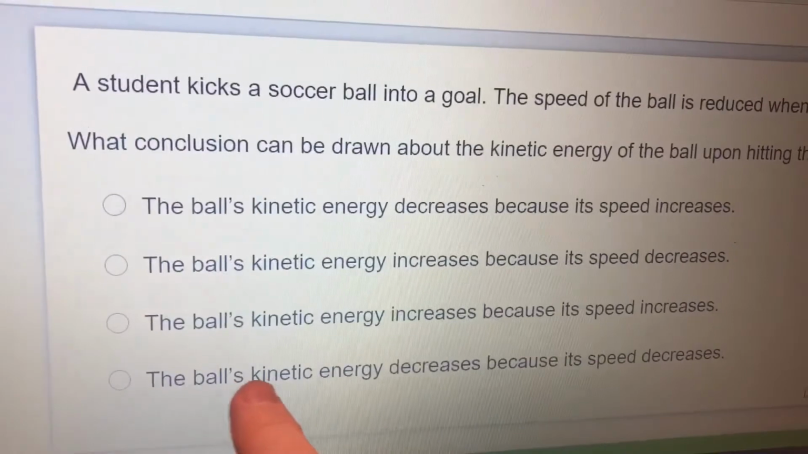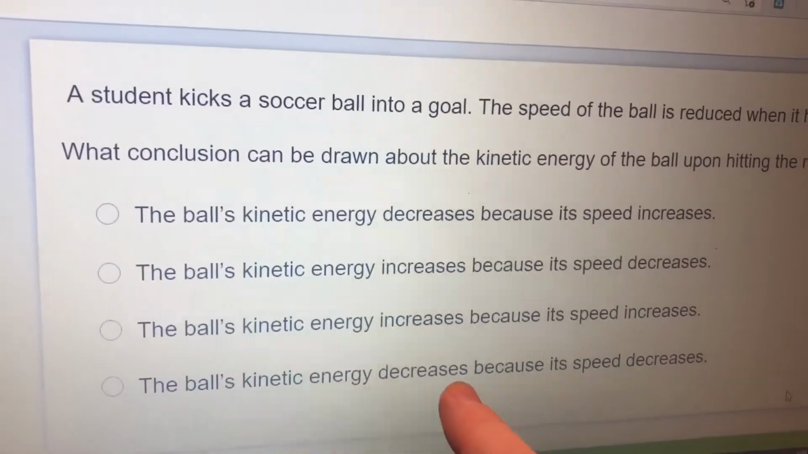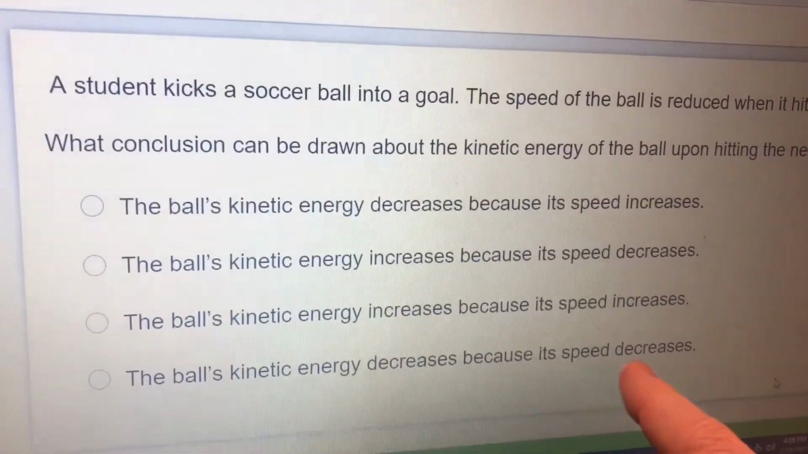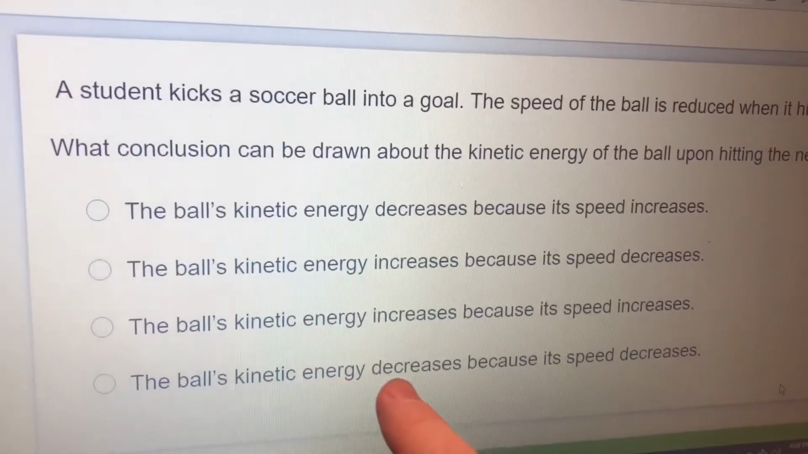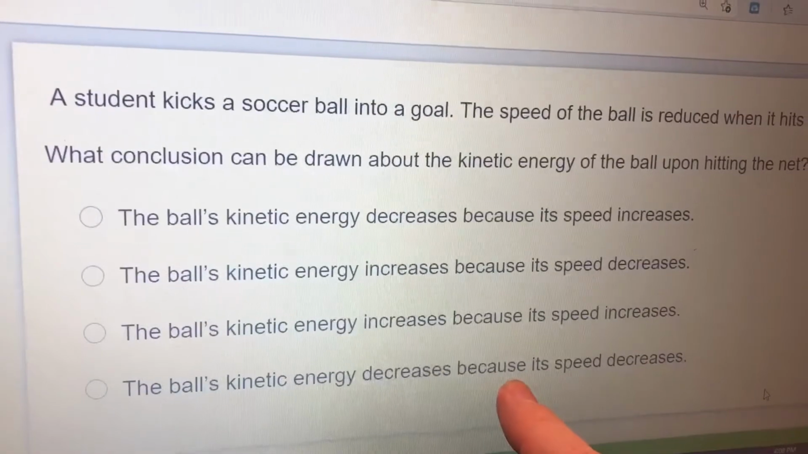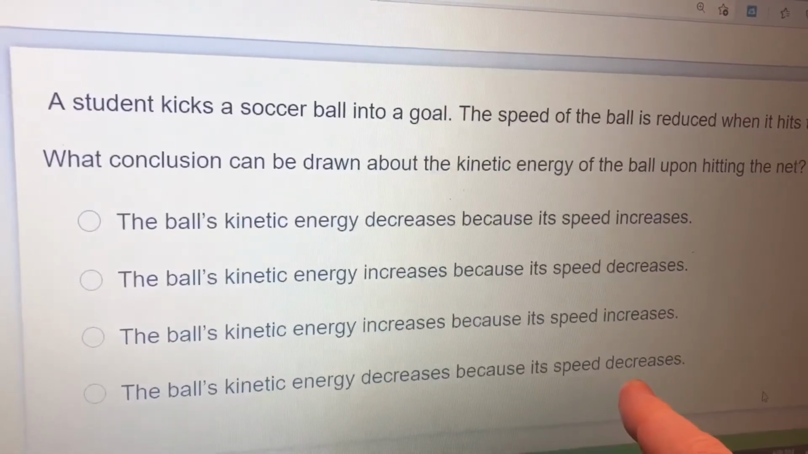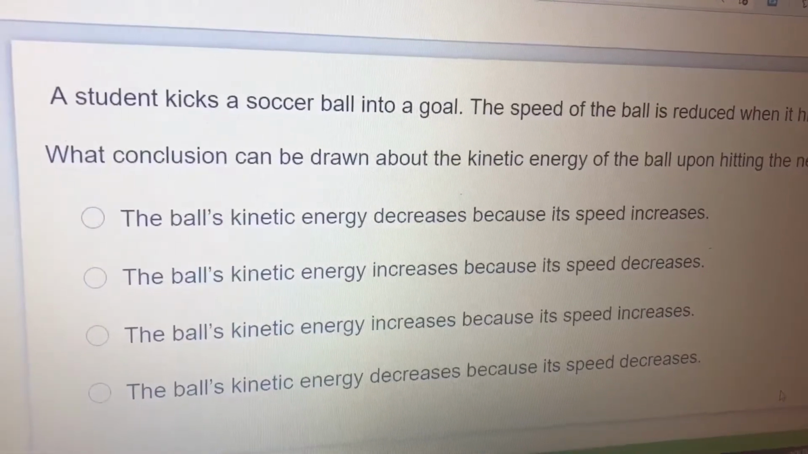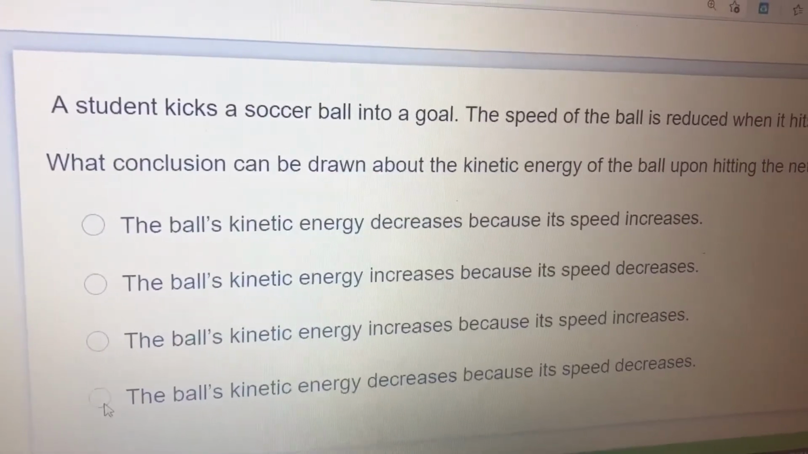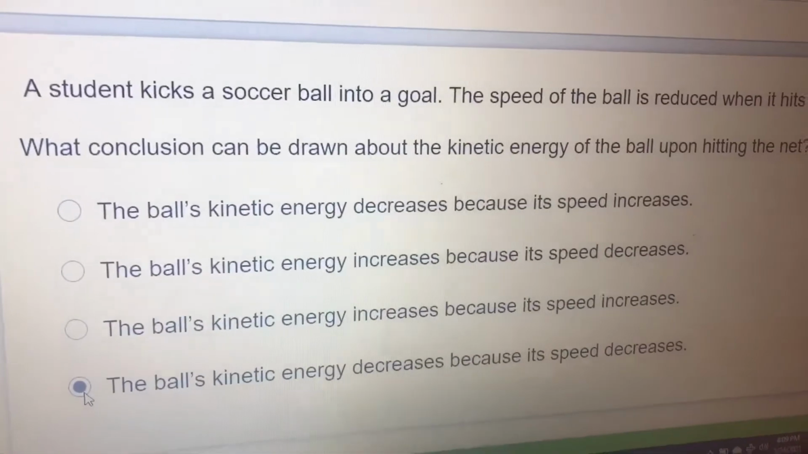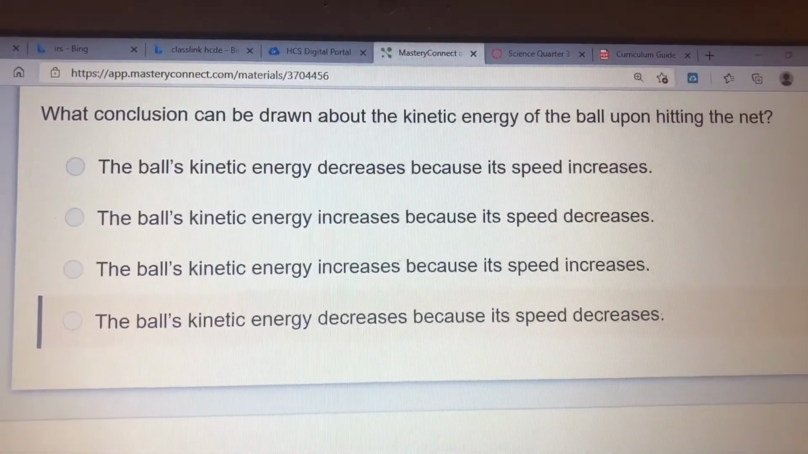And then the ball's kinetic energy decreases because its speed decreased. So the kinetic energy became less because the speed became less. What do you think? Well, it just has to be the last one. It has to. And yes, it is the last one.